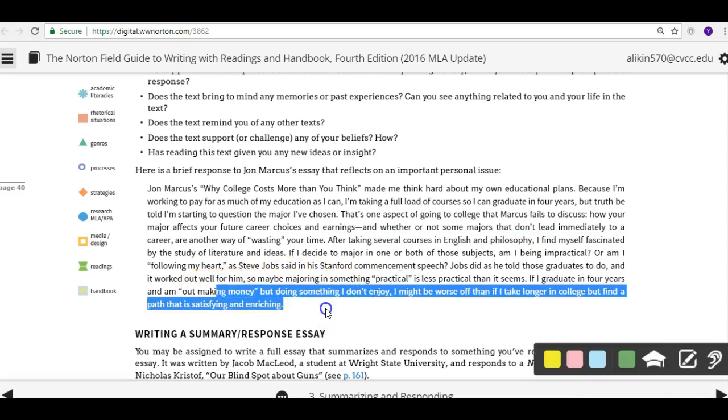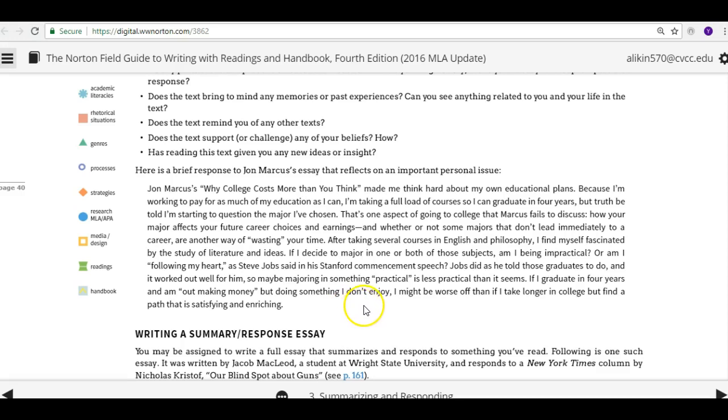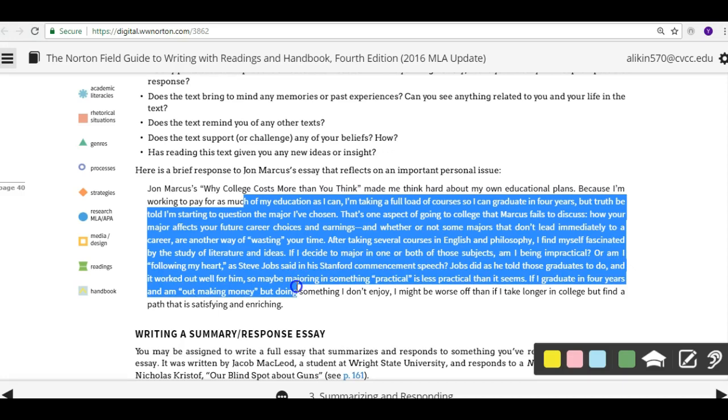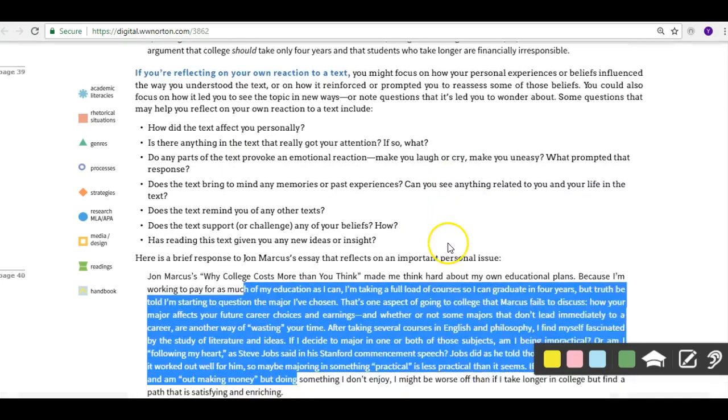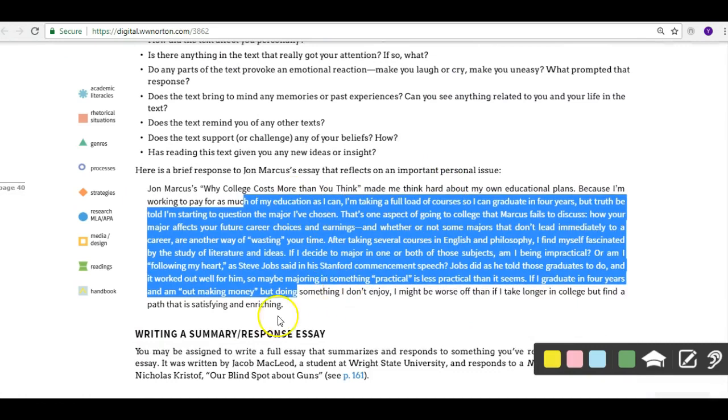She has a personal connection to it. I think this might be better as a brief discussion board post or conclusion paragraph at the end of one of these other sort of analytical essays.